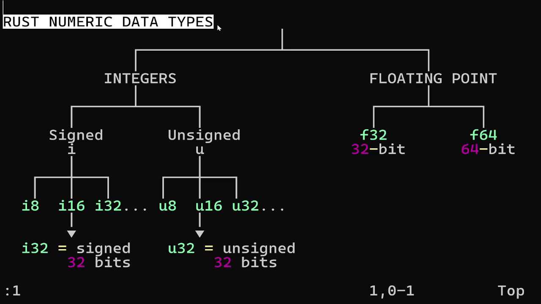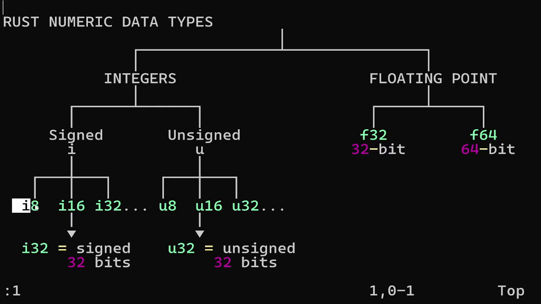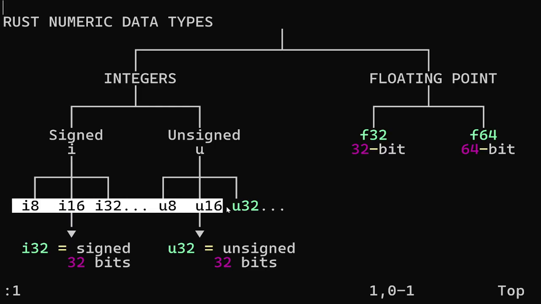Now let's check the last video of chapter 2, just summarizing the numeric data types. Rust provides several data types with clearly defined sizes.